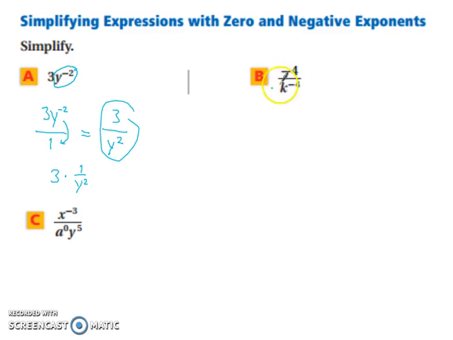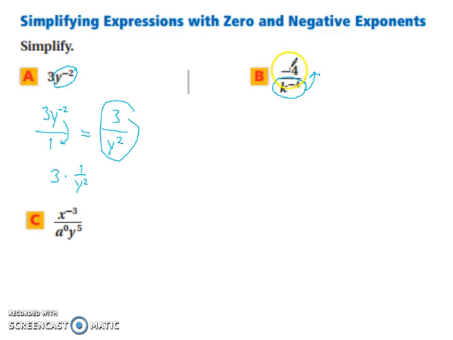What happens if it's already downstairs? It's already in the bottom of the fraction here. Well, you got to move it. By moving it to the opposite side, it's going to make it positive. So this k to the negative 4th is going to move to the top.